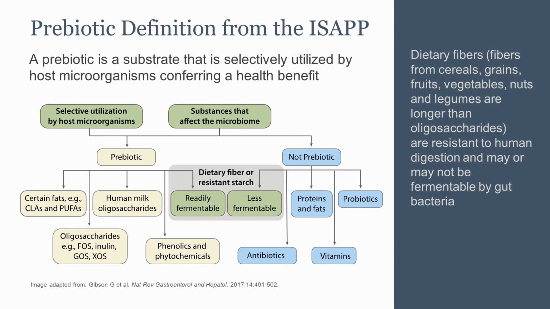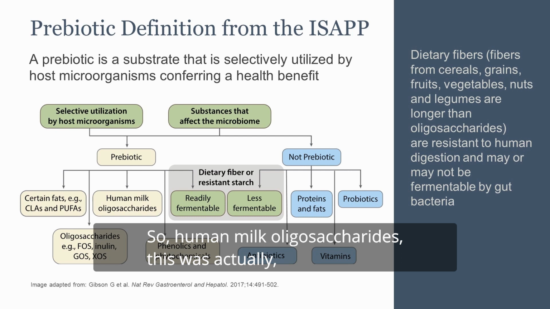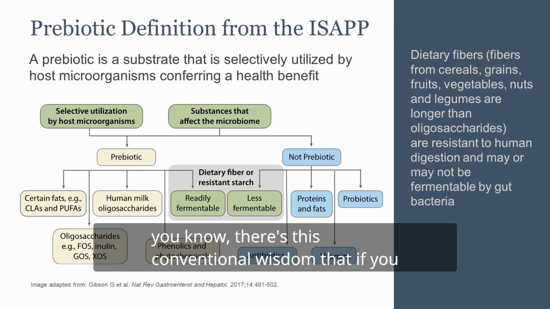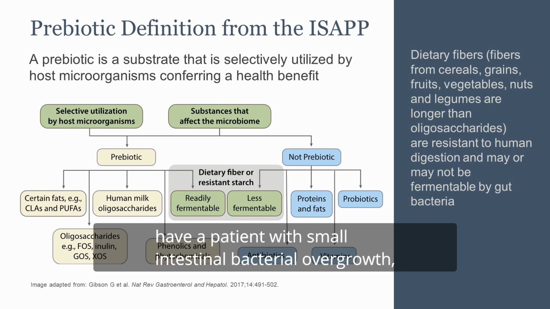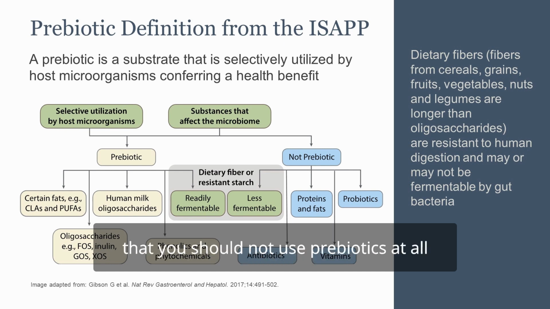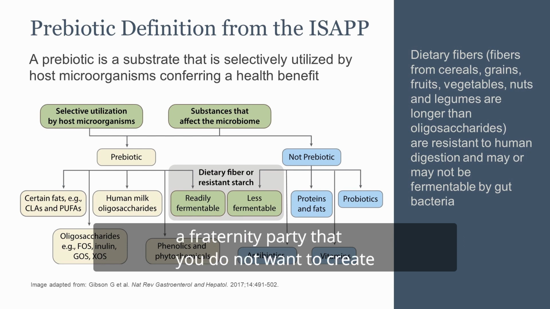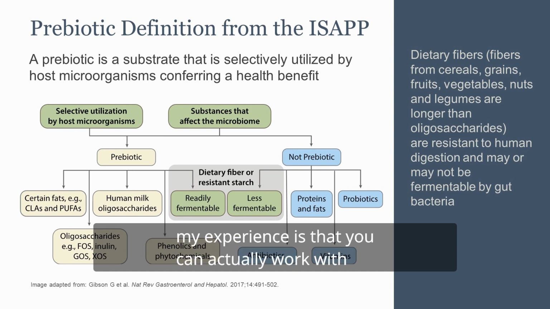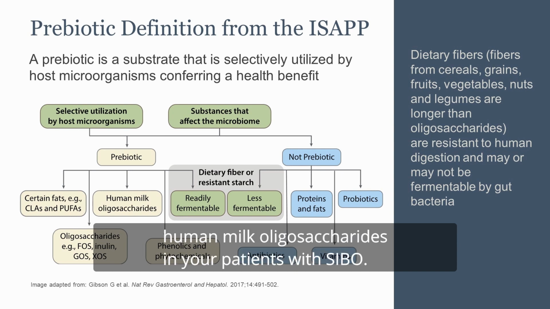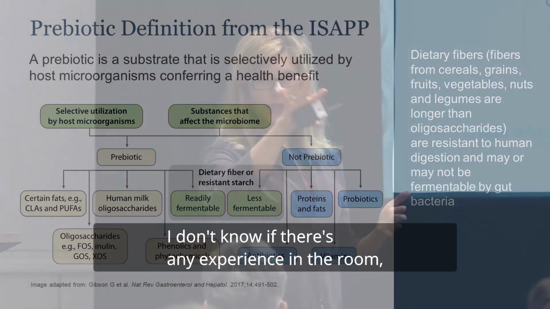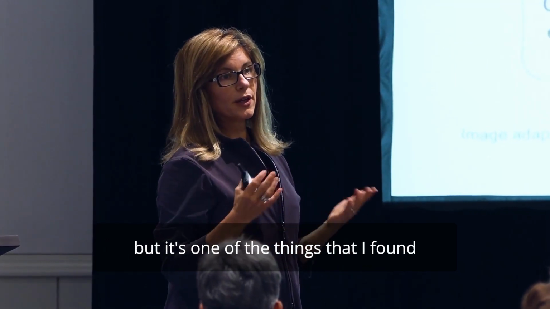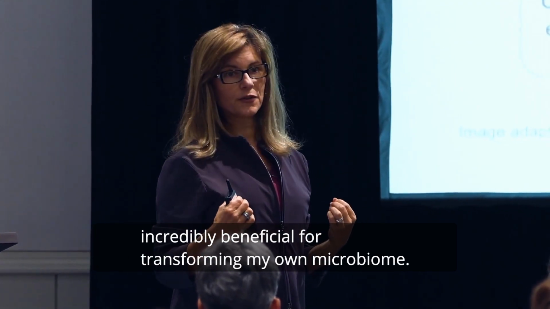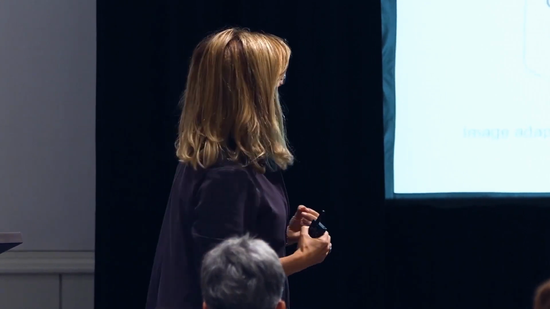So human milk oligosaccharides, this was actually, there's this conventional wisdom that if you have a patient with small intestinal bacterial overgrowth, that you should not use prebiotics at all because it's going to increase symptoms. It's going to cause bloating. It's going to cause a fraternity party that you do not want to create in the gut. But I would say my experience is that you can actually work with human milk oligosaccharides in your patients with SIBO. So you have to experiment a little bit with that. I don't know if there's any experience in the room, but it's one of the things that I found incredibly beneficial for transforming my own microbiome.